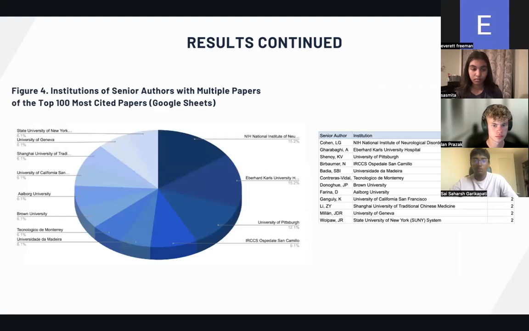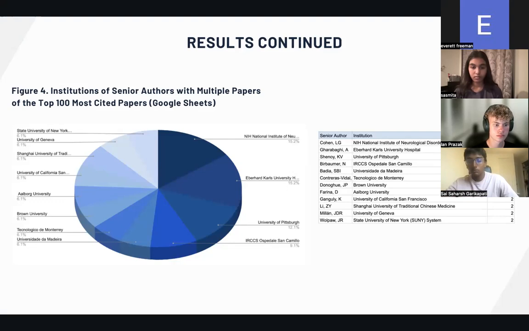So figure 4 allows us to view the institutions of senior authors with multiple papers of the top 100 cited papers. The table adjacent to it allows us to view senior authors themselves, and with this representation of our data, we can view that senior authors Cohen and Garibaghi held the highest frequency of senior authorship within the top 100 most cited papers at the time data was collected, both in 5 papers. For Cohen's institution, it was the NIH, and Eberhard Karls University Hospital for Garibaghi.